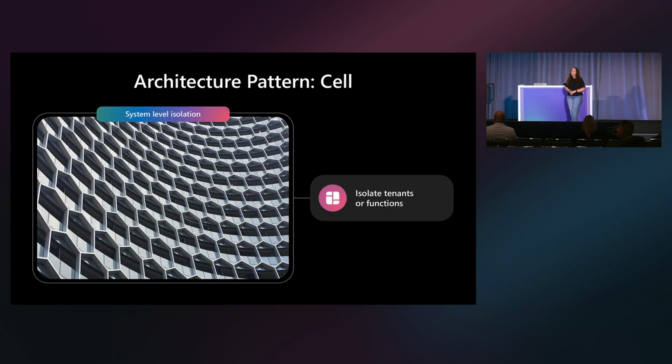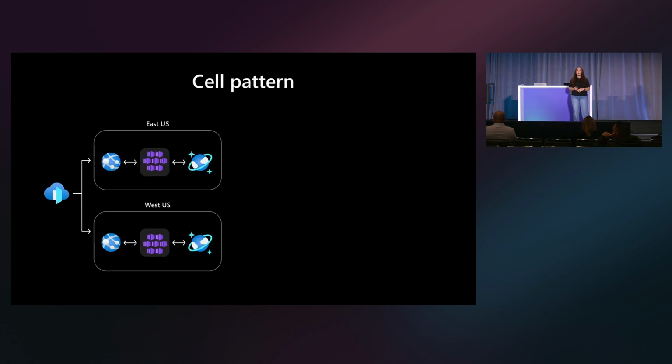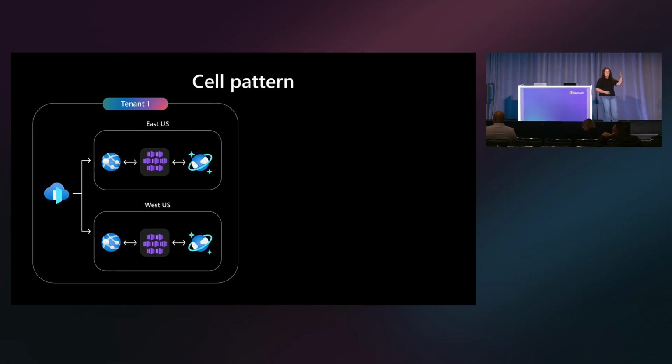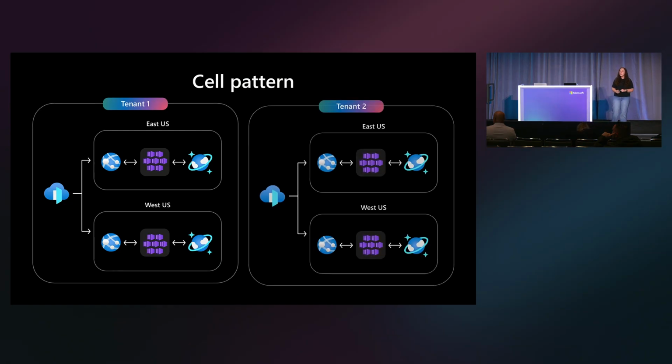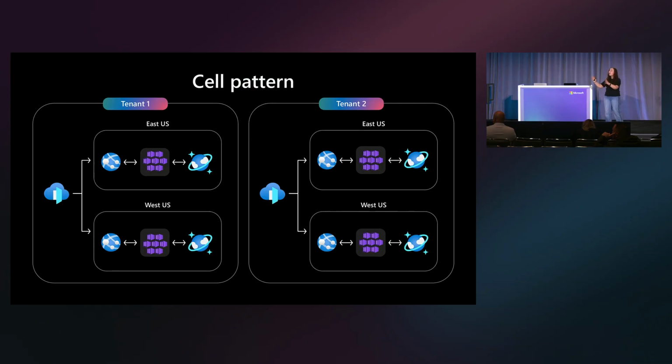The last pattern I want to cover today is the cell pattern. With the cell pattern, this provides system-level isolation. Let's say you have a multi-tenant application and you wanted a copy for one of your tenants. Maybe one of them is large and you want to make sure it's isolated. So we still have our East US, West US setup for tenant 1, and we can provide a copy of the full architecture for tenant 2.